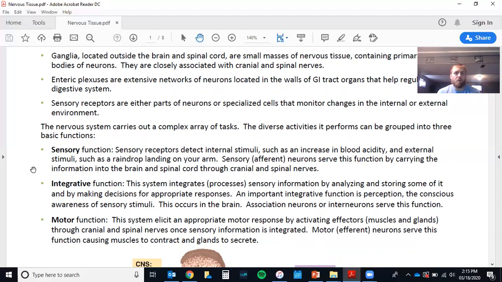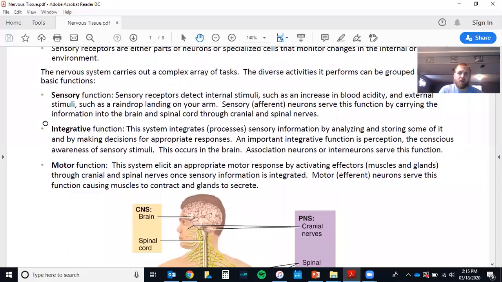But collectively, those different structures allow us to perform 3 basic functions, and that's what's listed here at the bottom: the sensory, integrative, and motor functions. The first function relates to those sensory receptors, and that's the sensory function. Sensory receptors detect internal stimuli like an increase in blood acidity, and external stimuli like a raindrop landing on your arm. The type of neurons that serve this function are called sensory neurons, which is handy. Sensory neurons perform the sensory function.